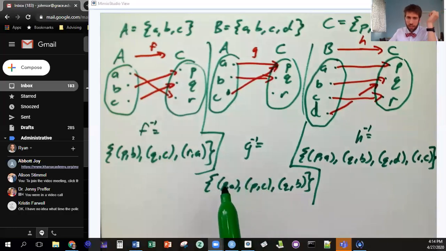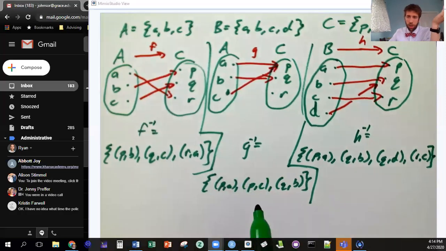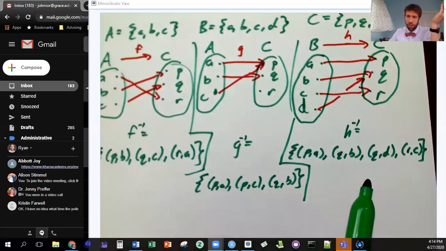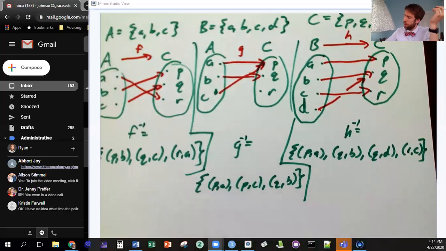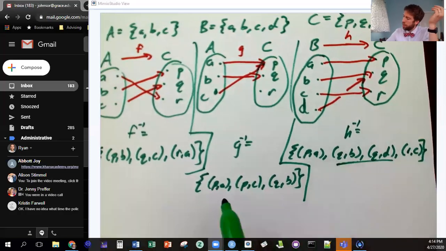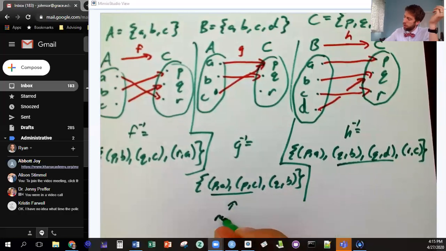Why? Because, well, two reasons. p goes to two things, and r goes to nothing. And then H inverse is not a function because q is sent to two things, and there's no r. Okay? So those are why those are not inverses.